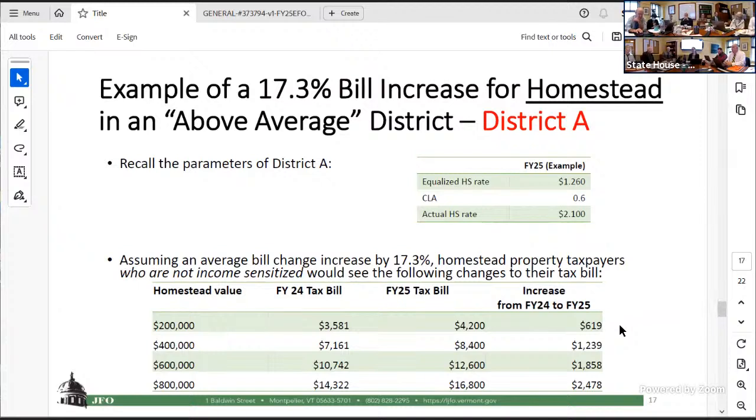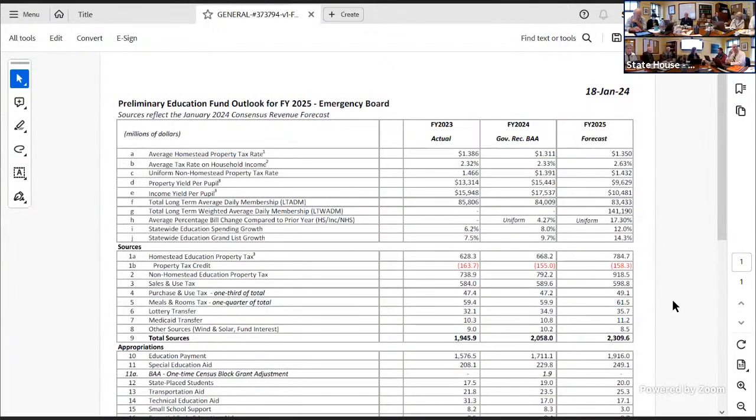Yeah, that's correct. It's a tax credit. Certainly, tax credits cost money, because it's revenue that is not being collected from certain taxpayers or is being refunded to them. And that's included in the education fund outlook. So in FY25, the property tax credit, the income sensitivity portion, is estimated to be 158.3 million.